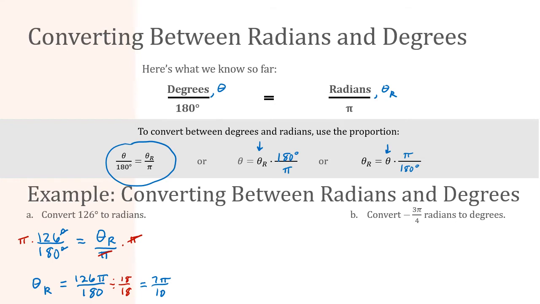Okay, let's do part B. Convert negative 3 pi over 4 radians to degrees.